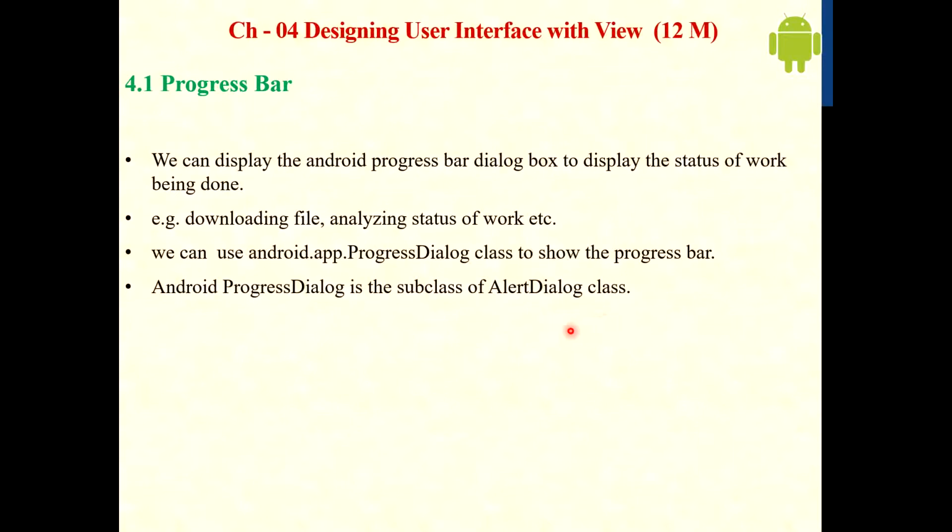Remember one point student, we cannot create the progress bar in XML. We can create the progress bar in the Java file by creating the instance. Simply create the object of the class ProgressDialog, and then we can create the progress bar. Next point, Android ProgressDialog is the subclass of AlertDialog class. So AlertDialog is the superclass of ProgressDialog.